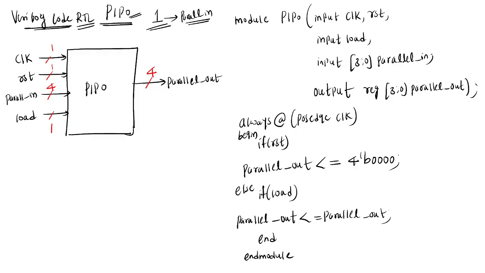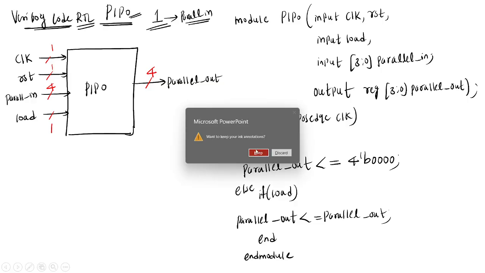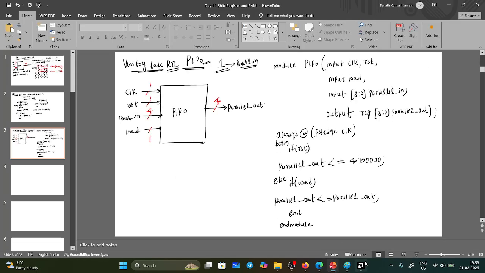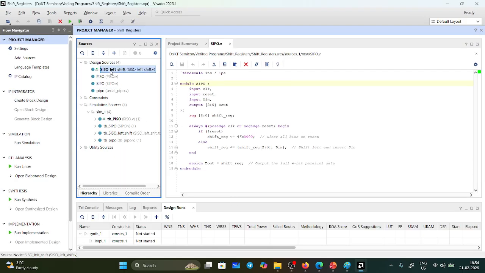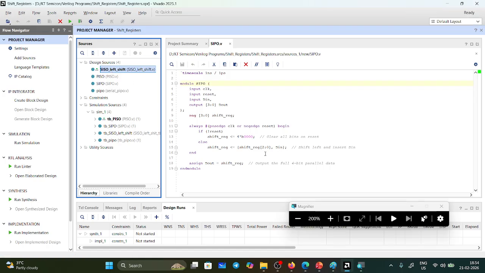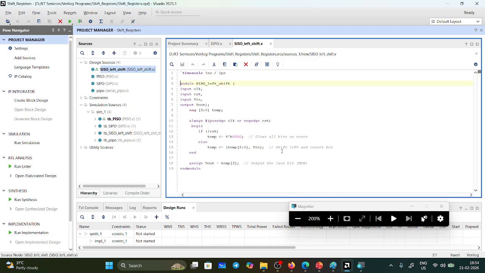Yes. Okay, so I will show you in the Vivado how to execute these codes for all this SISO, SIPO, PISO, PIPO. First we will see the SISO left shift. Okay, this code we already discussed in the last class. So that means here you need to declare, one second, this is SIPO, this is SISO.